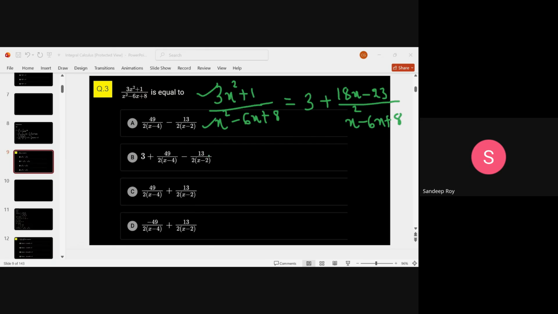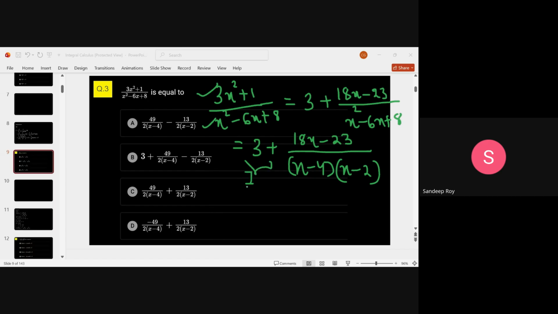Then you can simplify this further. 3 will be as usual, and 18x minus 23 also is written as usual. Then the denominator part you can factorize, right? This is x square minus 6x plus 8. Both linear factors, by splitting the middle term, will be x minus 4 and x minus 2, correct? Now this is your part 1 integration, and this is your part 2. For part 2, you can take the help of the method of partial fractions, right?